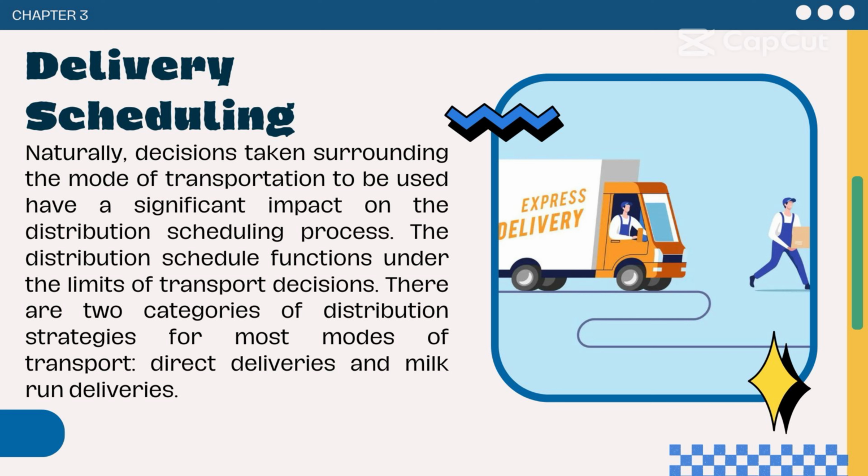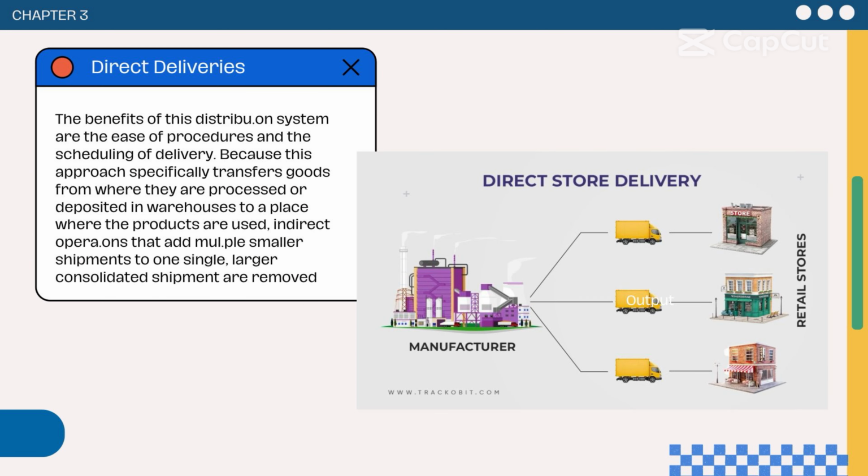There are two main delivery strategies for most transport methods: direct deliveries and milk run deliveries. Direct deliveries are made from one originating location to one receiving location. In this method, the routing is simply a matter of selecting the shortest path between the two locations. They are efficient if the receiving location generates economic order quantities that are the same size as the shipment quantity.